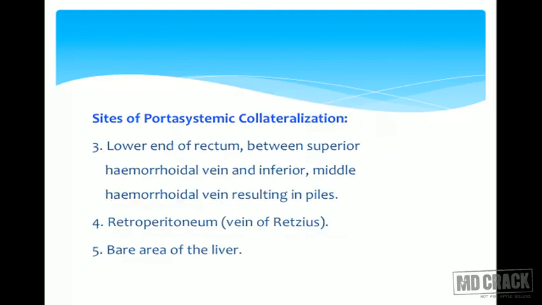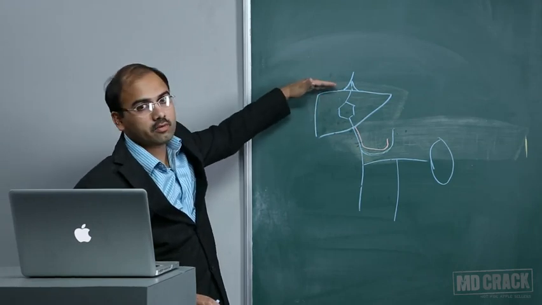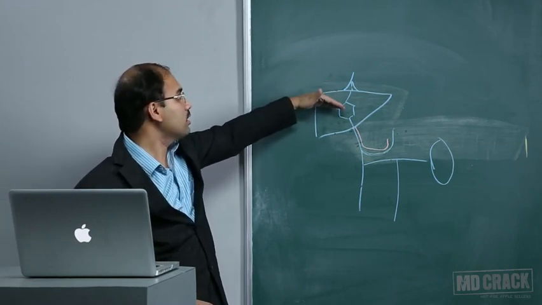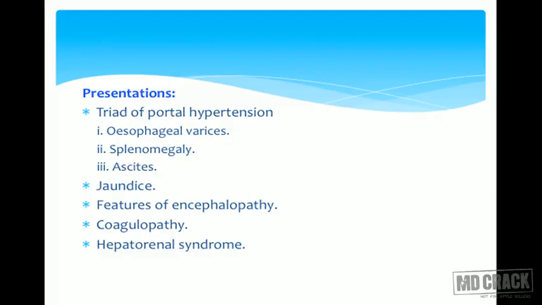Other sites for porta-systemic collateralization are the lower end of the rectum, between the superior hemorrhoidal vein and the inferior and middle hemorrhoidal veins, resulting in hemorrhoids. There can be collaterals at the retroperitoneum, which are called veins of Retzius. There can be collaterals at the bare area of the liver. The bare area of the liver, which is in contact with the diaphragm, can directly form collaterals between the portal and systemic components.